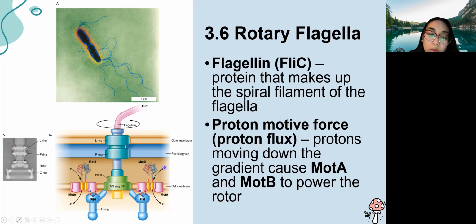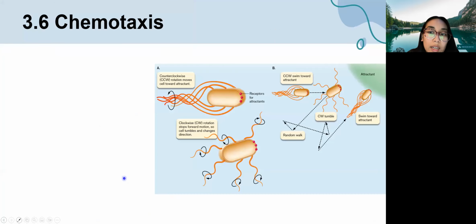Pretty interesting. Now, how does this spinning actually help the bacteria move? That is the last slide, on chemotaxis. So bacteria, when they move, typically they want to move towards something, right? That's what they want to do. They want to move towards some kind of nutrient source or whatever it is. That's called an attractant. The bacteria are attracted to that region.